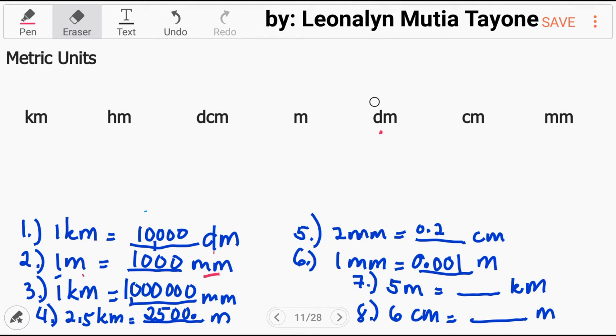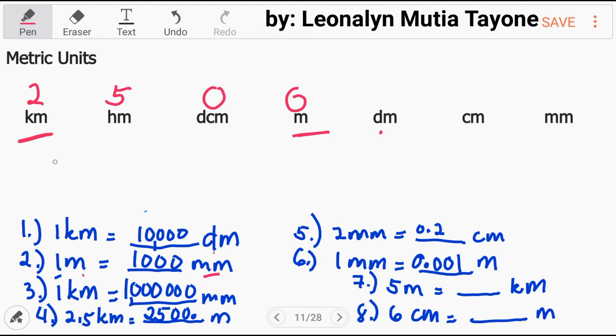Number 4. And that is 2.5 kilometers. I-convert natin to meter. From kilometer to meter. 2.5 yan siya. Yung 5 niya ilagay natin dyan. Tapos mga 0 na yan. So ang sagot dyan ay 2,500.